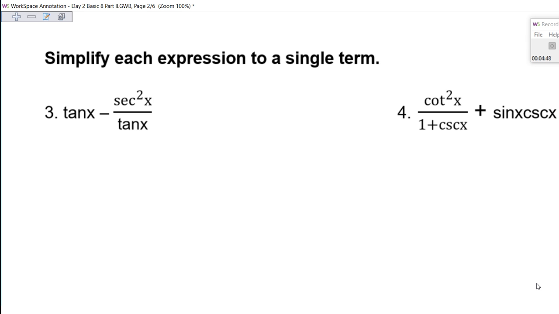So if I have tangent of x minus the quotient of secant squared of x and tangent of x, well, the first thing I could do is change tangent of x to a fraction. And how would I change tangent of x to a fraction? Put it over 1. Or you could do sine over cosine. I'm just going to leave it as 1 just to make it simpler. Now, in order to add or subtract fractions, what do we have to have? A common denominator. So what would the common denominator be between 1 and tangent of x? Tangent of x.